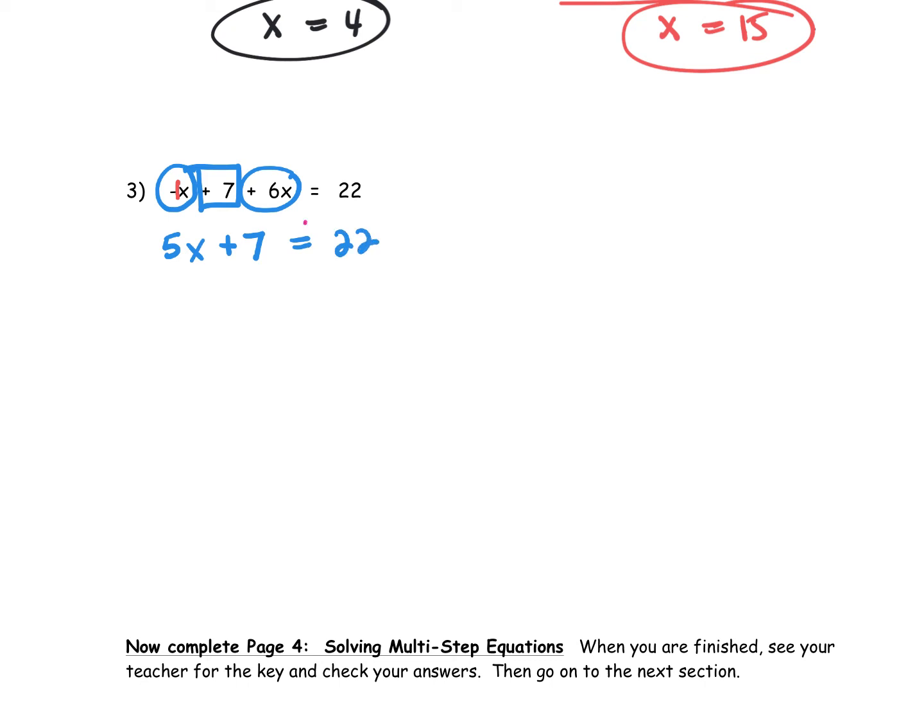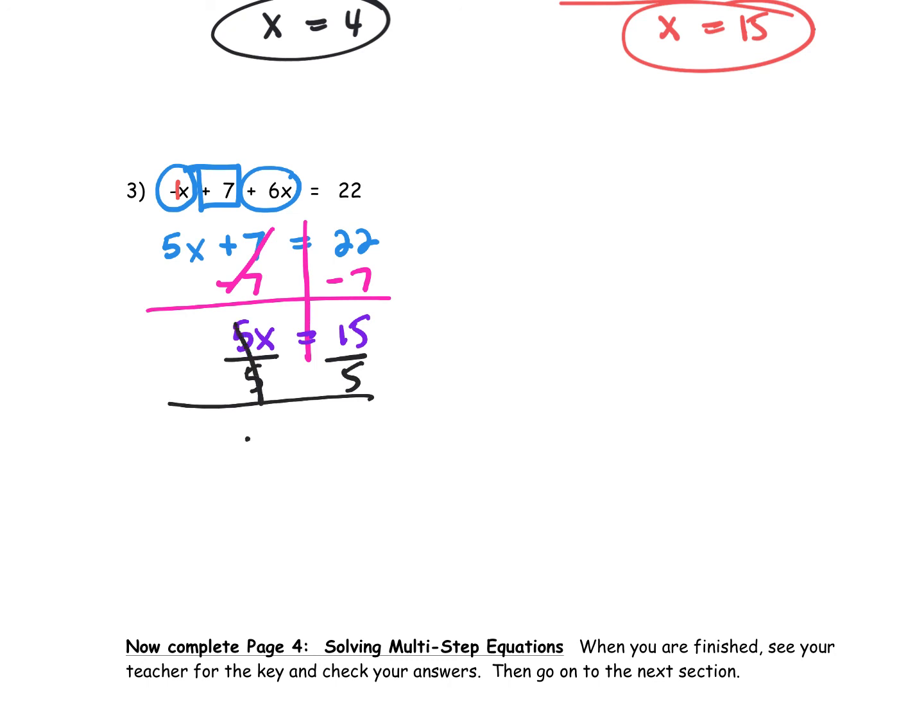We're going to begin our solving step. We're going to eliminate the constant of plus 7 by taking away 7 on both sides. We have 5x left on the left side, and 22 minus 7 would be 15. And our final solving step is to divide by 5 on both sides, leaving x equals 3.